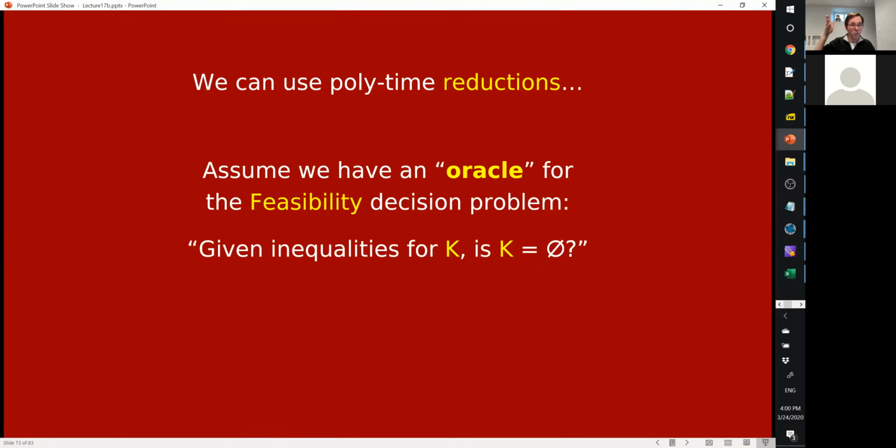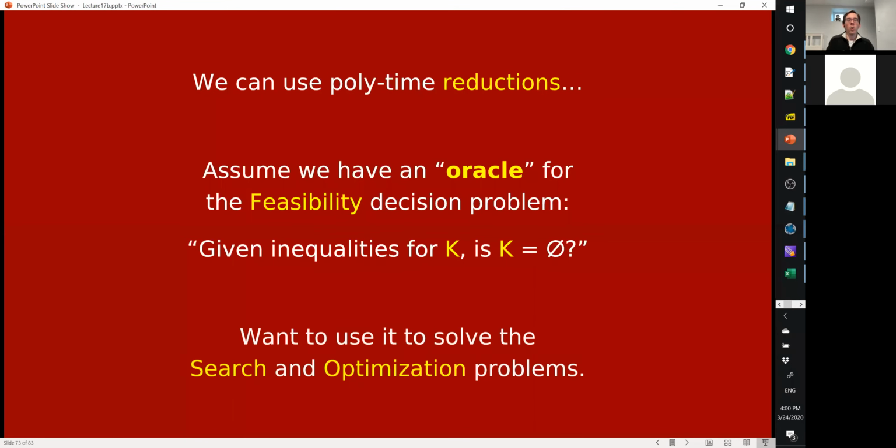Eventually we'll implement this oracle. The ellipsoid algorithm will let us show that there is a polynomial time algorithm for this. But let's assume now that we have this algorithm, and I'll show you how you can use it to solve the search problem and the optimization problem using a black box use of this oracle. Once we get this oracle for solving the feasibility problem, we'll have everything we want, and we'll be able to move on to the glorious algorithmic applications of having an efficient algorithm for linear programming.